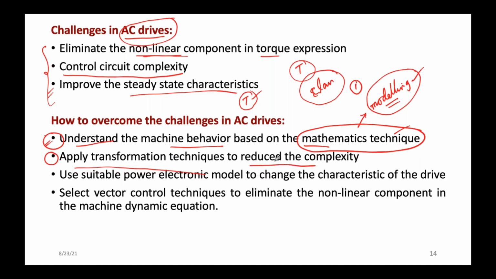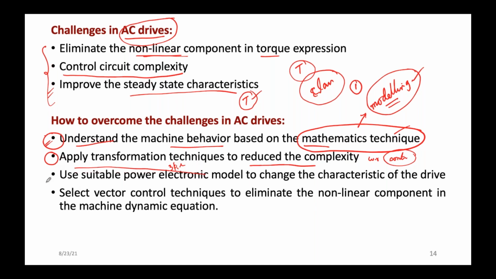Many of the scholars think that by using this transformation technique, we can reduce the complexity while estimating, but not for estimation. Please try to understand. The main aim of this transformation technique, three-phase to two-phase, two-phase to two-phase transformation, is to reduce the complexity with respect to the control circuit. With respect to the control circuit, they are trying to adopt transformation techniques in AC drives.